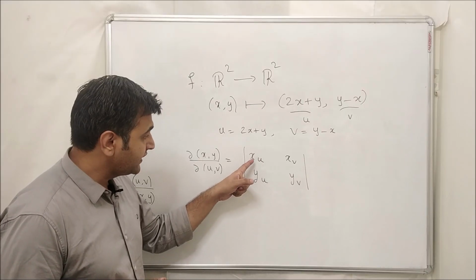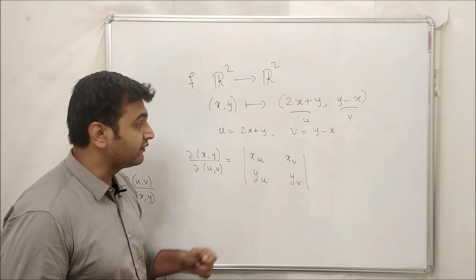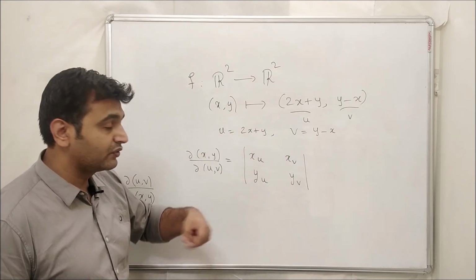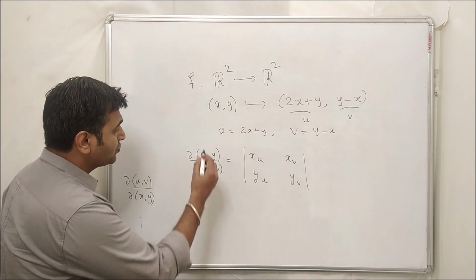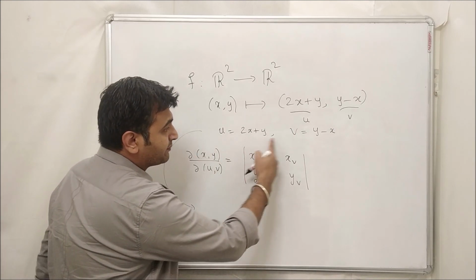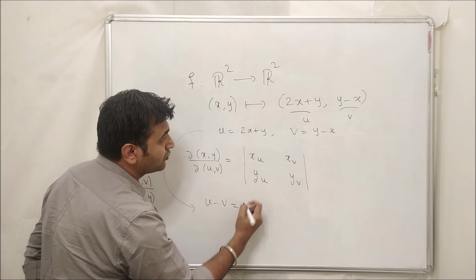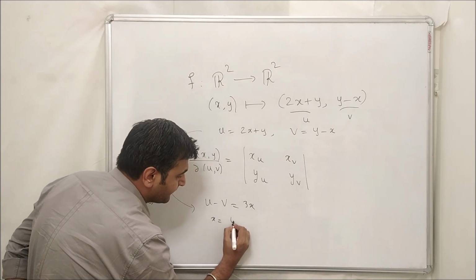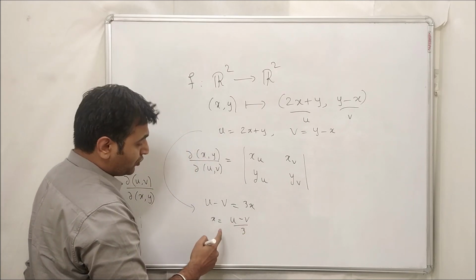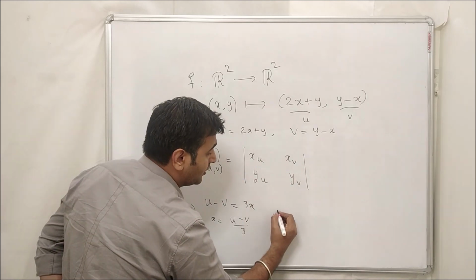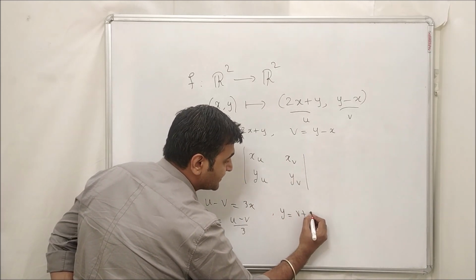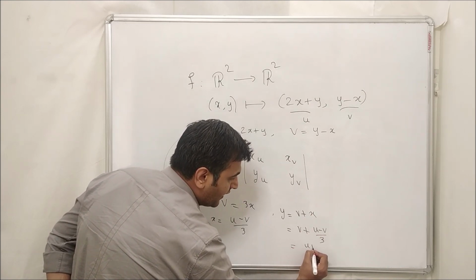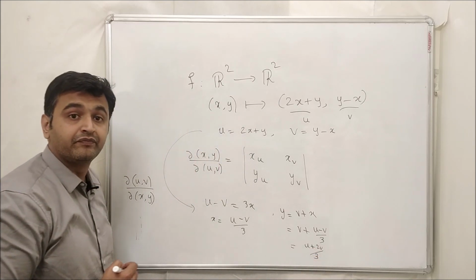But now if I want to differentiate x with respect to u and v, y with respect to u and v, I need to solve these two equations and find x in terms of u and v, and y in terms of u and v. How will you solve this? If I subtract them, u minus v equals, the plus y and minus y go away, I will have 3x. So what is your x? u minus v by 3. And if I put the value of x in the second equation, what is my y? It is v plus x. So this is v plus (u minus v) by 3, which is (u plus 2v) by 3. This is what you have.